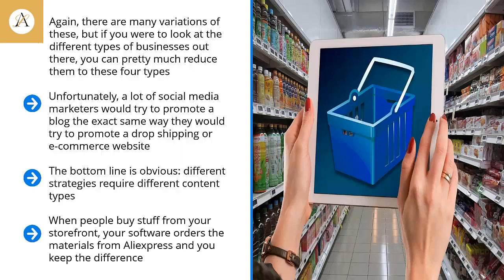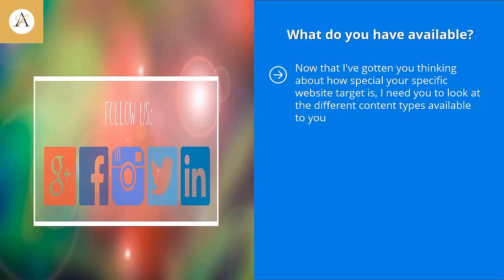Similarly, if you make your money through your mailing list, you can't market on social media the same way as you would if you had an online store. Again, different strategies require different content types. What do you have available? Now that I've gotten you thinking about how special your specific website target is, I need you to look at the different content types available to you.